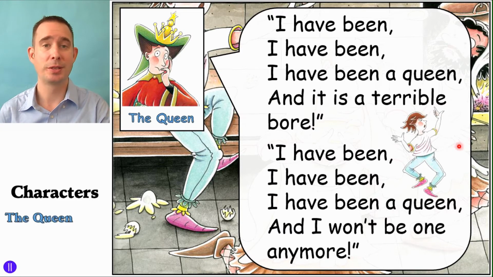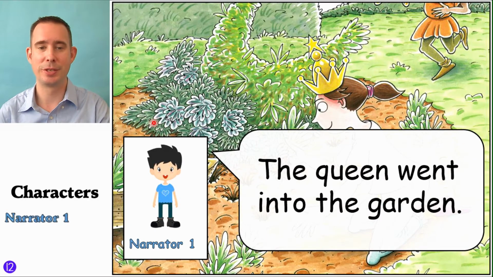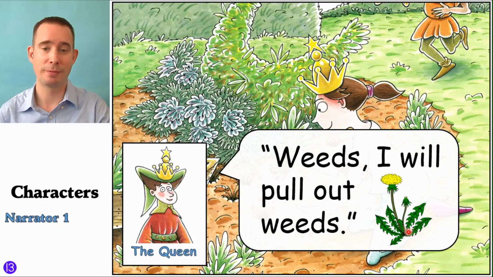So she doesn't want to be the queen at all. All right, now where is she? Narrator 1: The queen went into the garden. And you know who you're going to meet in the garden, right? The gardener. So what can you do in a garden?